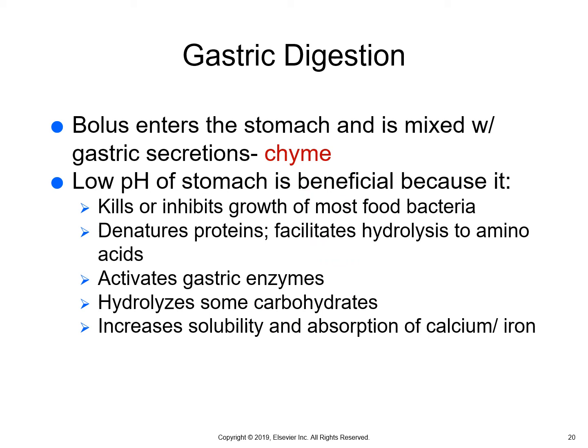So once that bolus of food enters the stomach and is mixed with those gastric secretions, it is now called chyme. The low pH of our stomach can help. It kills or inhibits the growth of food bacteria. So, you know, if you're at a picnic and the food's been sitting out too long, some people would get sick maybe, some won't, and it kind of depends on the pH of your stomach and how badly tainted the food is. So that low pH will also denature proteins and help break down the proteins into those amino acids that our body needs. It activates gastric enzymes. It hydrolyzes the carbohydrates and increases solubility and absorption of calcium and iron.